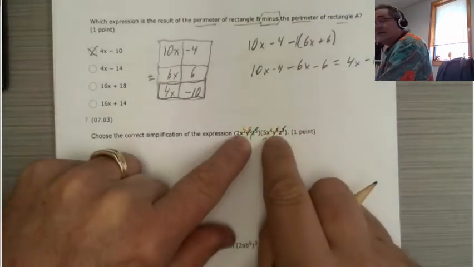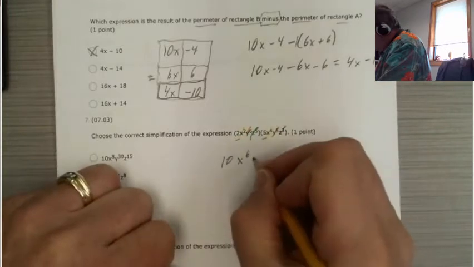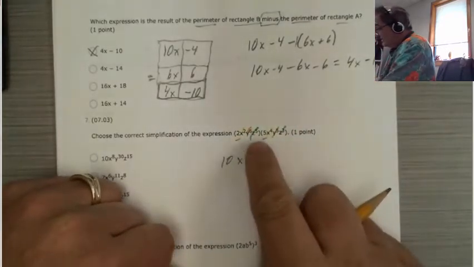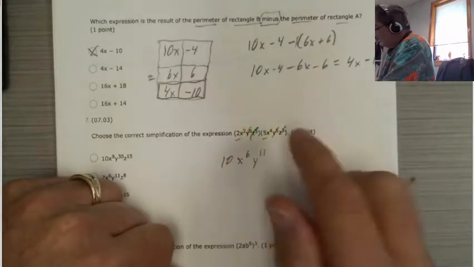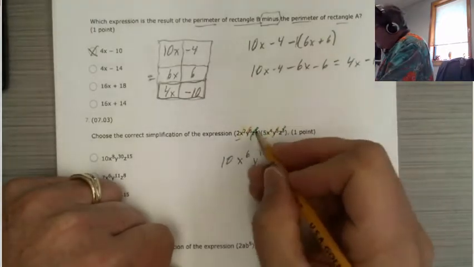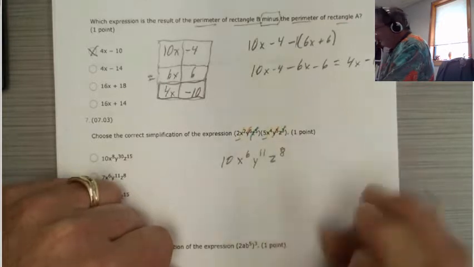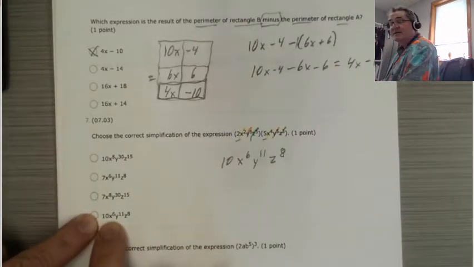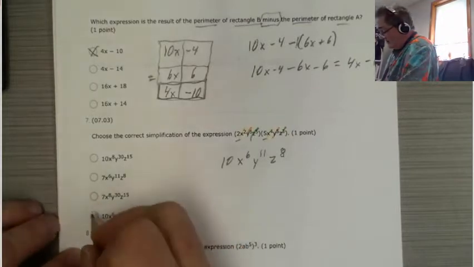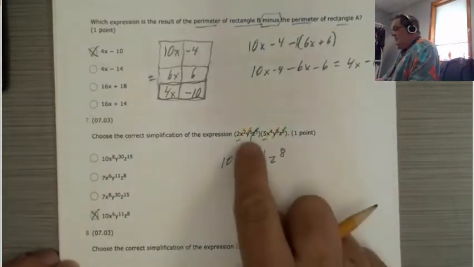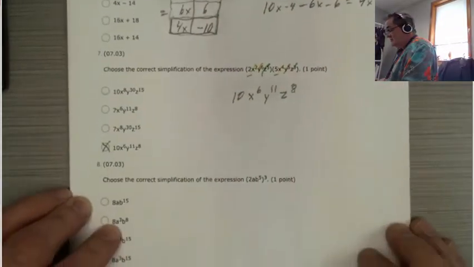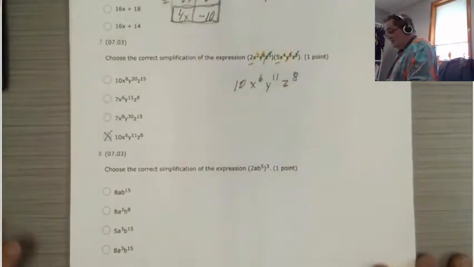Y to the sixth times y to the fifth. Add them, 6 plus 5 is y to the 11th. Z to the fifth times z to the third, 5 and 3. So we look for 10x to the 6th, y to the 11th, z to the 8th. Multiplying, keep the x's, add the exponents. Keep the y's, add the exponents.